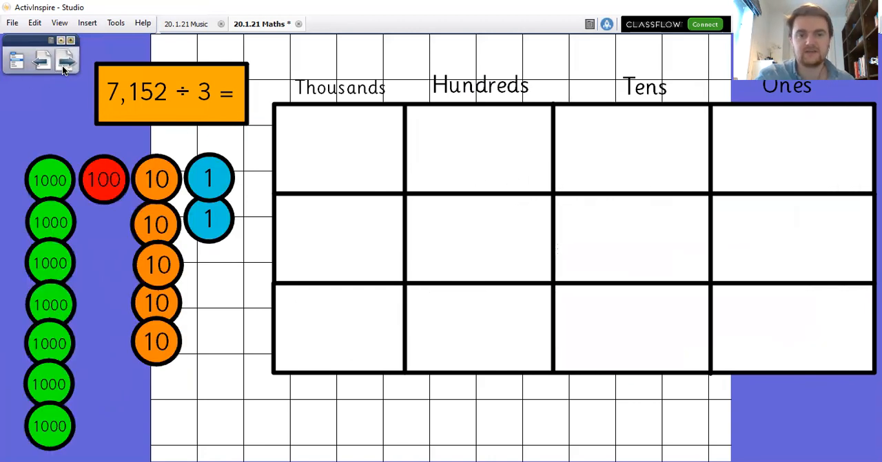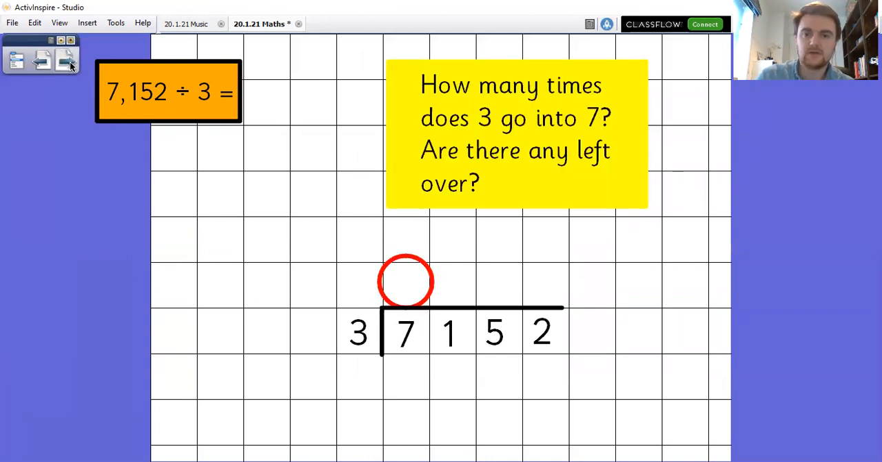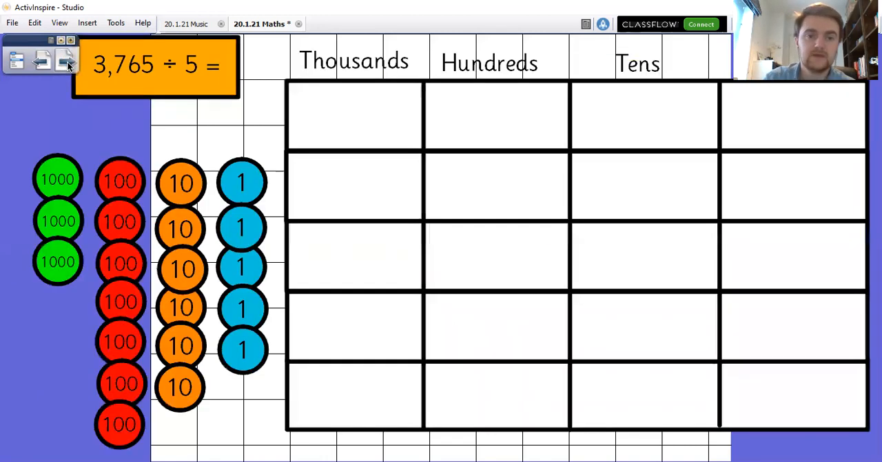2,384. And if I check that using my bust up method, 3 goes into 7 twice with 1 left over. 3 goes into 11 3 times with 2 left over. 3 goes into 25 8 times with 1 left over, and 3 goes into 12 4 times. So it still gives me the same answer. You can use skip counting to help you there if you're not that fluent with your multiplication facts. That's absolutely fine as well.